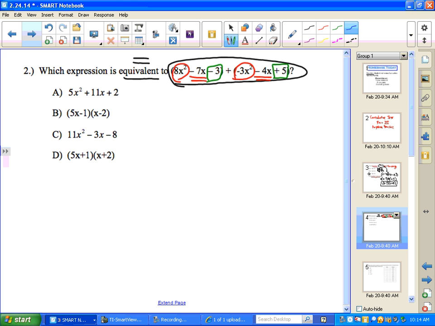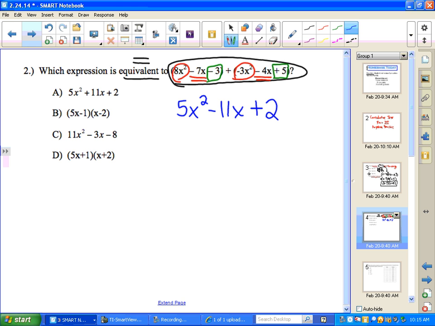So let's first take care of adding like terms. 8x squared minus 3x squared is positive 5x squared. Remember, when you add, you do not add exponents. Negative 7x minus 4x is negative 11x. Negative 3 plus 5 is positive 2. So we combine like terms, okay? So now we have a trinomial. It's not set equal to 0.